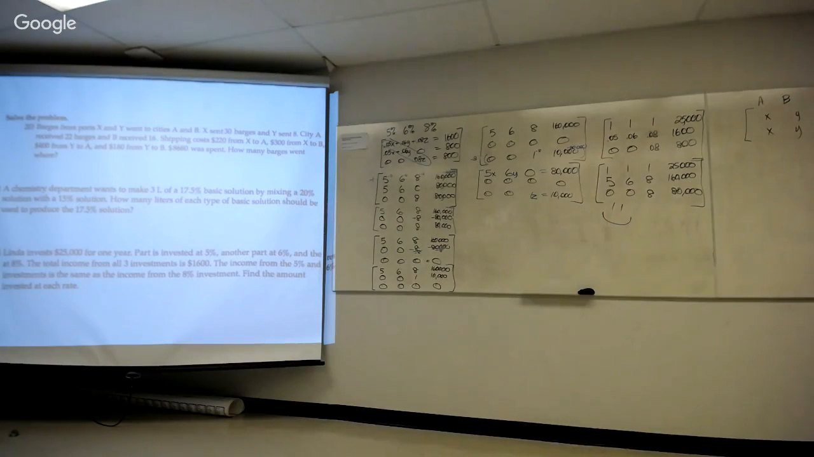So barges from X and Y went to cities A and B. X sent 30 barges total, and Y sent 8. A received 22, B received 16. Yeah, how do we put this information into a matrix? Can we skip it? Well, we don't want to skip it, but there has to be a way, by looking at this, to think about how to put it all into information. So shipping costs are $220 from X to go to A.